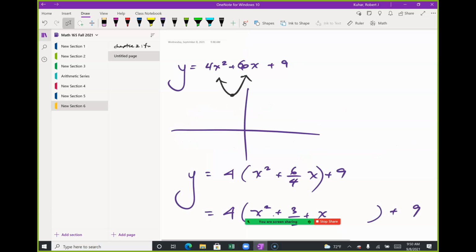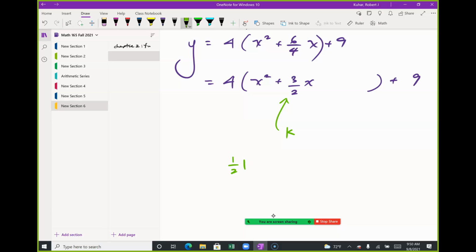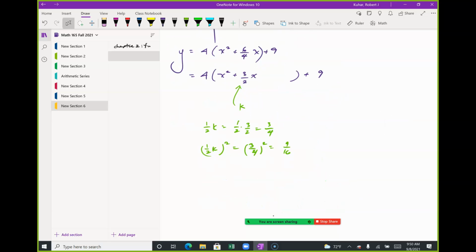This one is B. This is A, this is B, this is C. So this guy here is a 3/2 x, sorry, not a 3/2 plus x. This guy here I call K. And so what I do is I get half of K, which is half of 3/2, which is 3/4, and I square it. So 3/4 squared is 9/16. And I want to add it on the inside and subtract it on the outside.